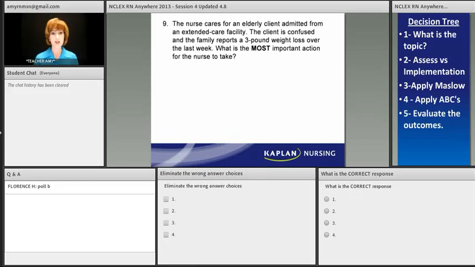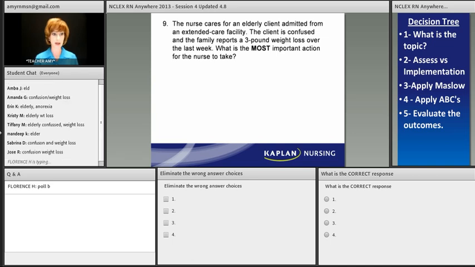9. The nurse cares for an elderly client admitted from an extended care facility. The client is confused and the family reports a 3-pound weight loss over the last week. What is the most important action for the nurse to take? So, step number 1, tell me in the participation chat, what is the topic?